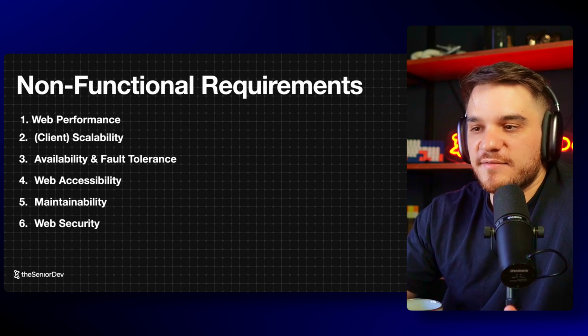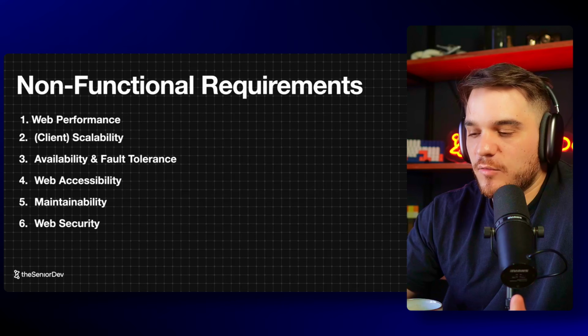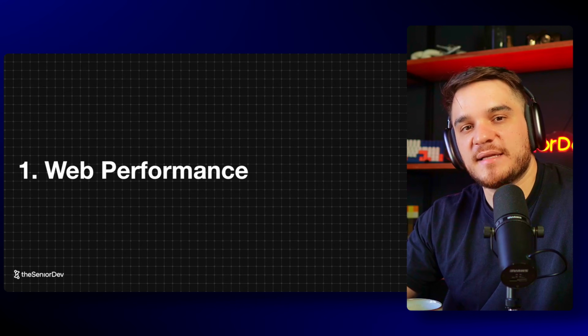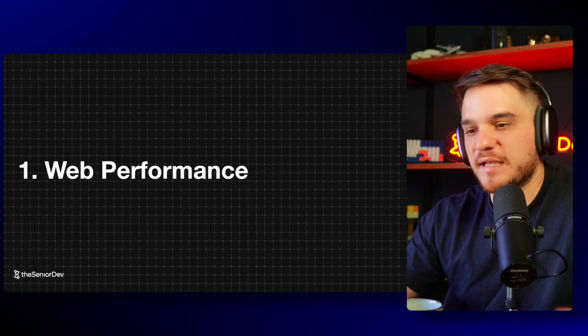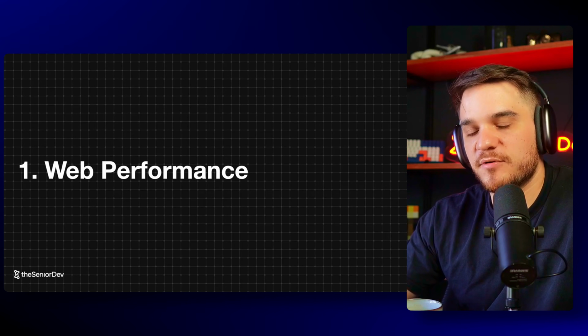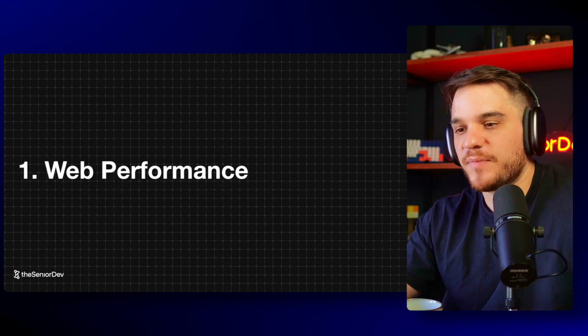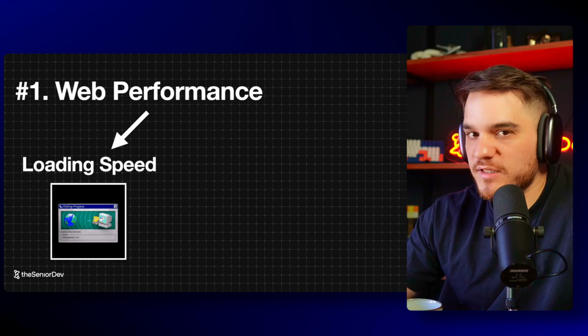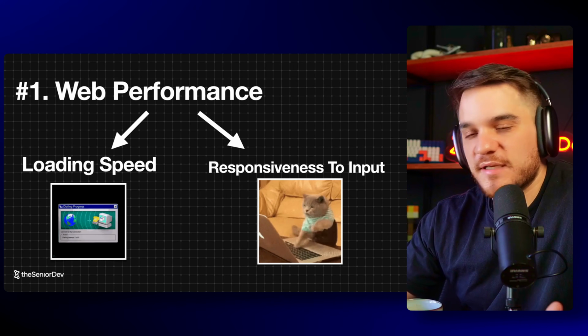Now let's start satisfying our non-functional requirements, and we will start with web performance. And this is a big difference with backend system design interviews where they'll go into scalability or database optimization. In the front end, the first and most important topic is web performance. And web performance is basically two things: how fast the application loads, so that would be our loading speed, and how responsive it is to user input.